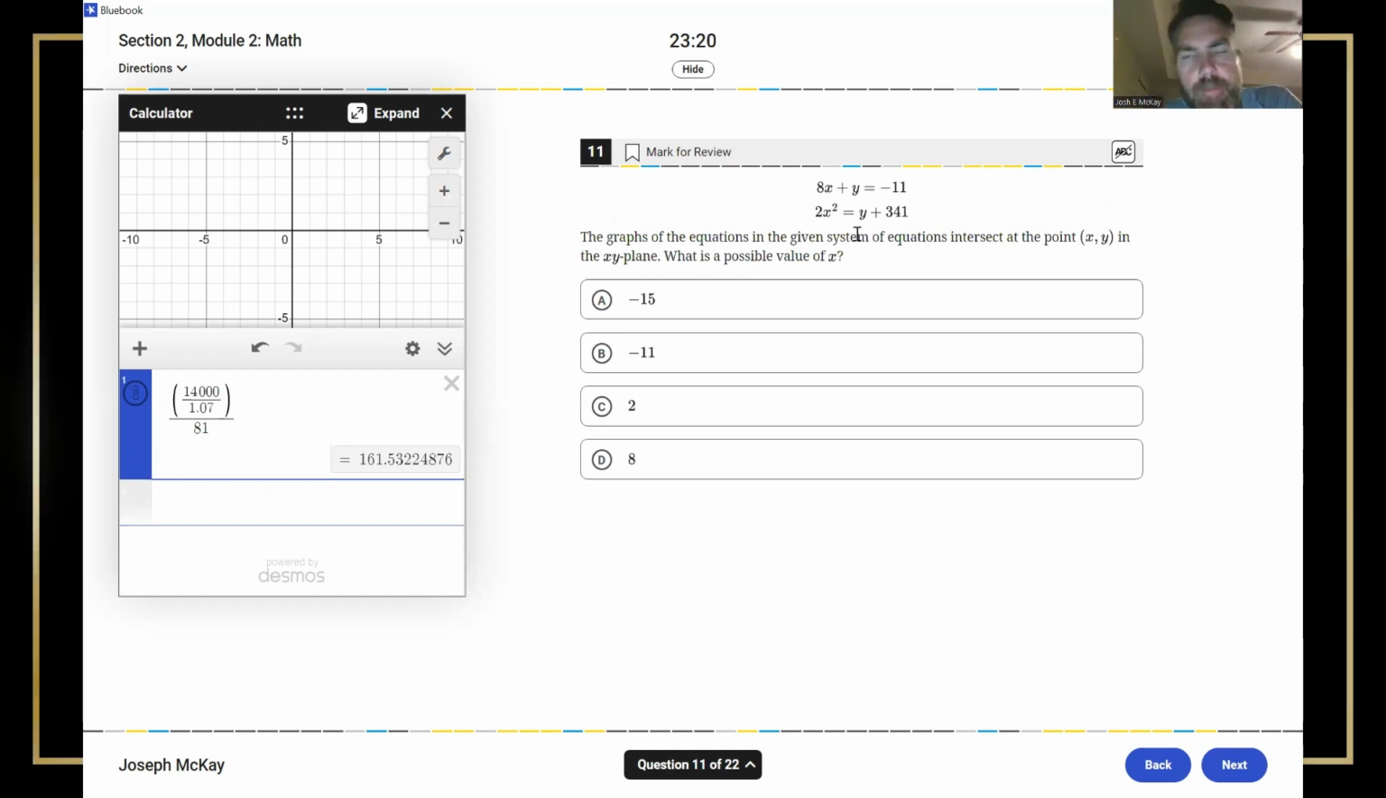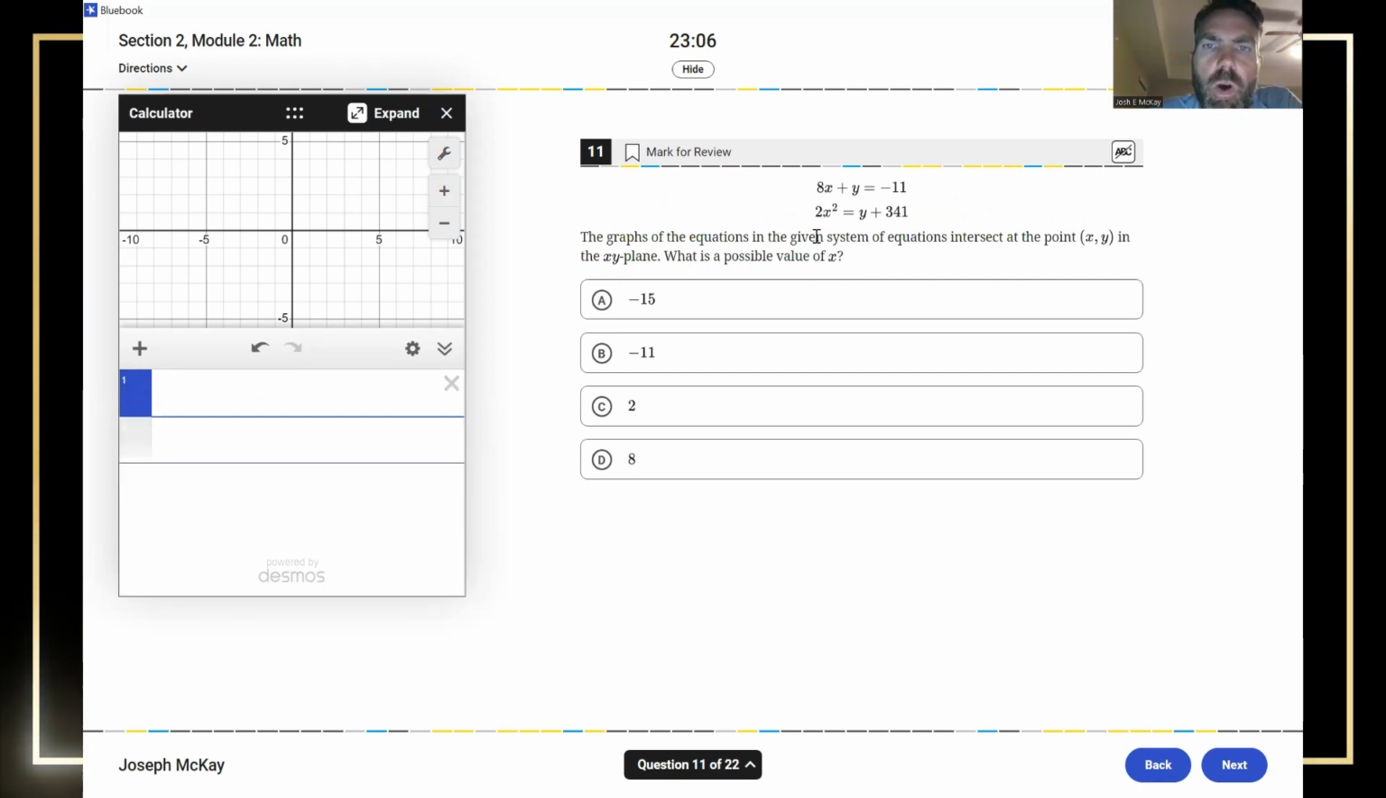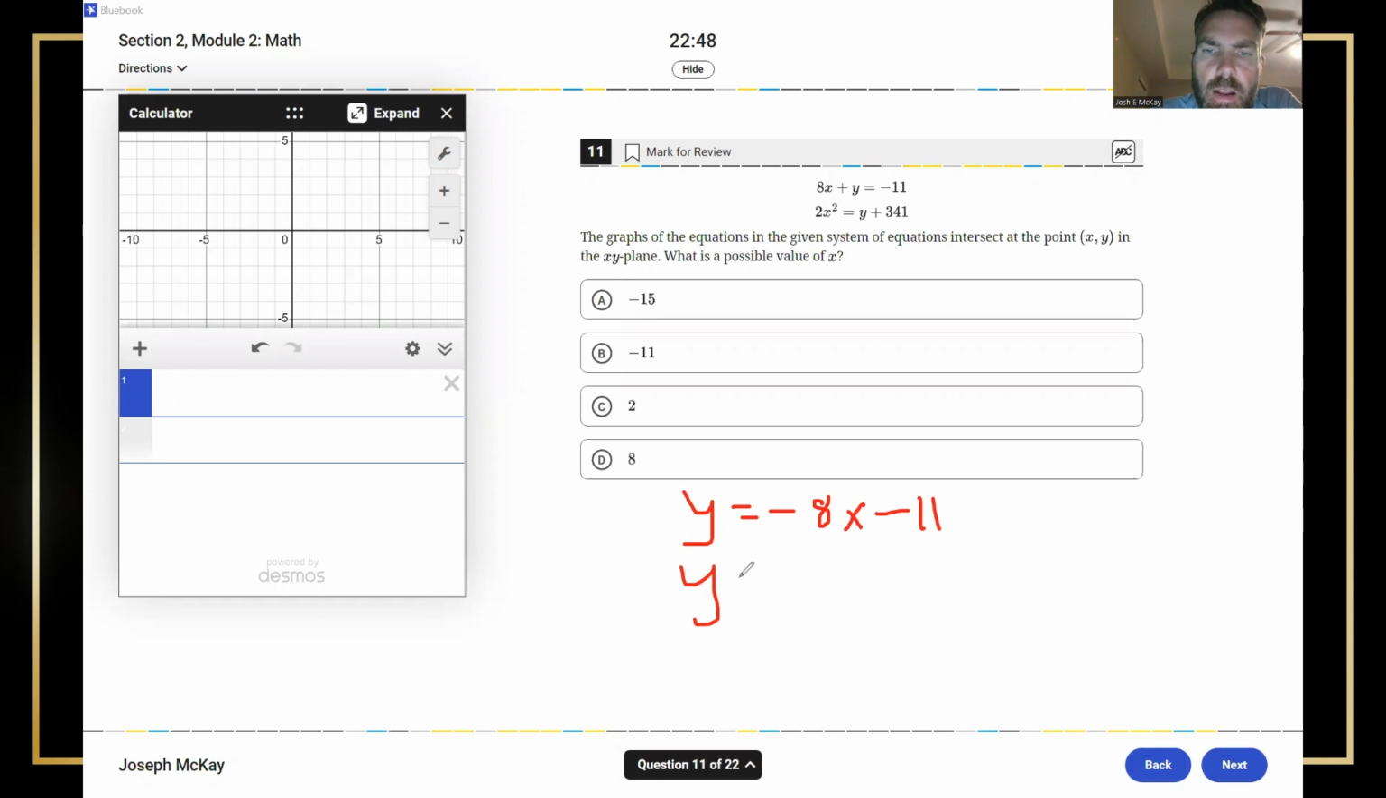Possible value for x. I would, okay, so I've got this system of equations, but it's parabolic because I've got the x squared right here. It's not a normal system. What I'm going to do is set these y's equal. So I'm going to solve both these equations for y and then set them equal. So this first one, I'm going to minus the 8x over to the other side. And the second one, I'm kind of going to flip it around. I'm going to actually minus the 341 over to the other side.